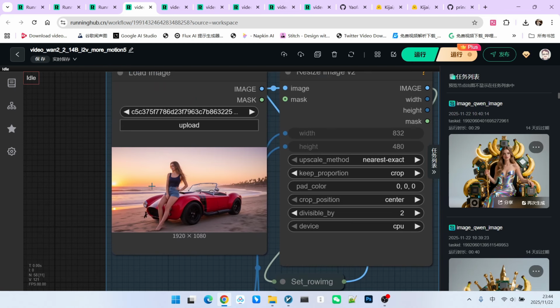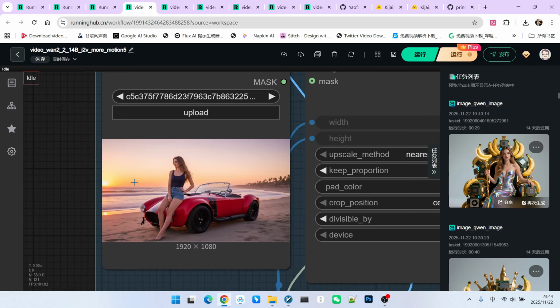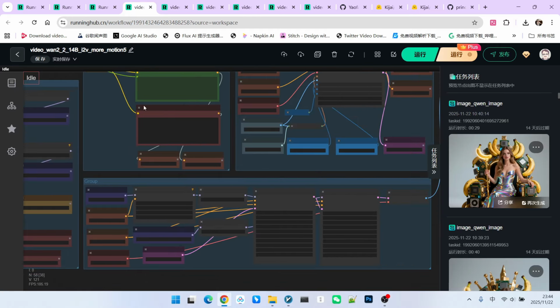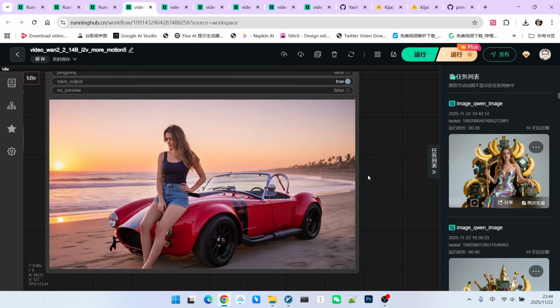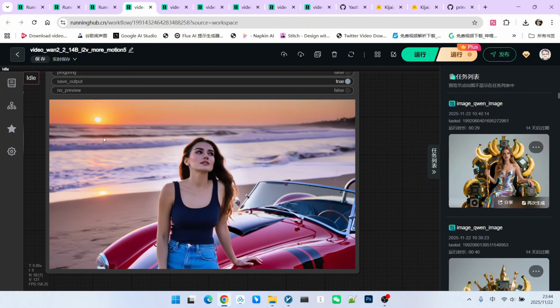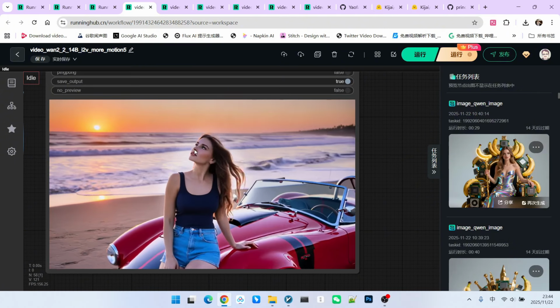Look at this. This image is classic. A beautiful woman and a luxury car, right? A beautiful woman leaning on a sports car in a beach scene at sunset. Let's see the generated result. It features a significant camera movement, and the character also has very rich movements. Note that the waves in the background are also rendered very accurately.